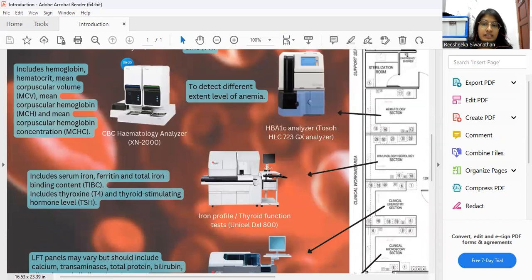Moving on to the next section, which is the immunology section. In this section, iron profile and thyroid function tests will be carried out. These include serum iron, ferritin, and total iron binding capacity. Thyroid function tests include thyroxine and thyroid stimulating hormone level. The instrument will be the Unicel DxI 800, produced by Beckman Coulter. This instrument can run up to 400 tests per hour.